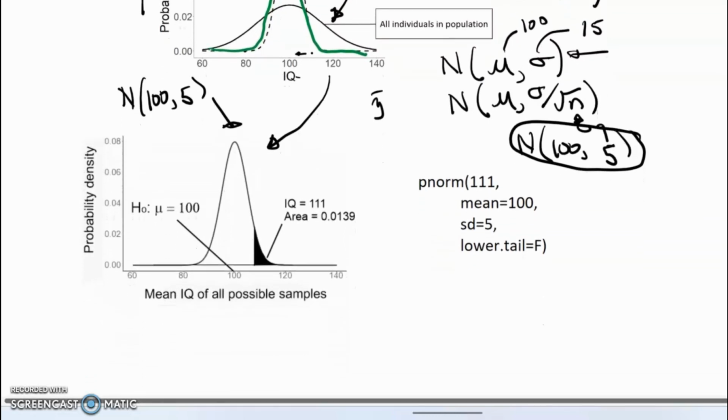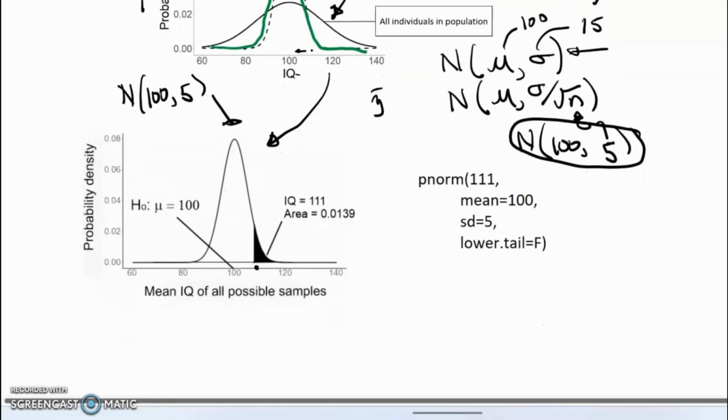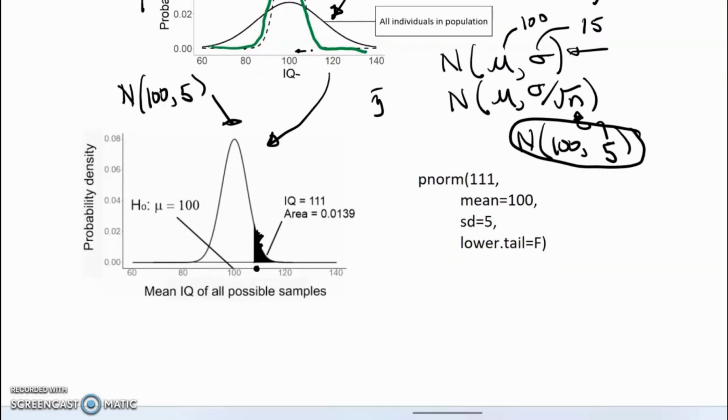What we obtained was an average IQ. Our average IQ was 111. So we can calculate the probability of getting an average IQ of 111 or more by using this code. So there's our 111. The mean, according to our null hypothesis, is 100. The standard deviation, we decided, was 5. We use lower.tail equals FALSE because we're looking at the area in the upper tail. And what this R code returns is this value here, and this is our p-value.